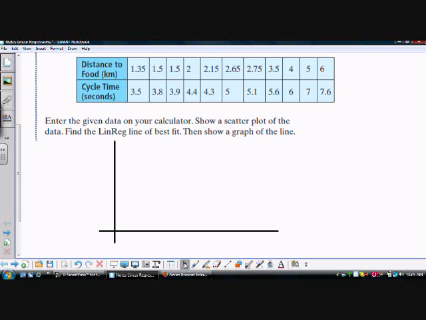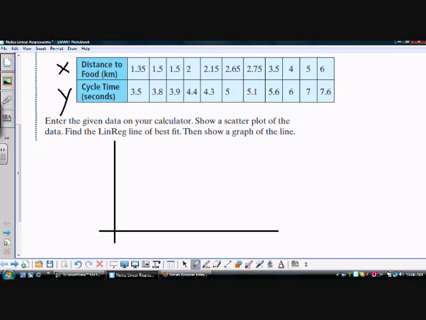I wonder which is the independent, which is the dependent variable. Does the distance to food depend upon the cycle time, or does the cycle time depend upon the distance to the food? The time depends upon the distance? Okay. I thought differently last period, but I'm starting to think you're right. And of course, like I said with your homework, it doesn't really matter. We're just doing the math, and we're not the scientists, so it doesn't matter which is going to be the independent and dependent variable in this case. All right, so we'll do it this way.